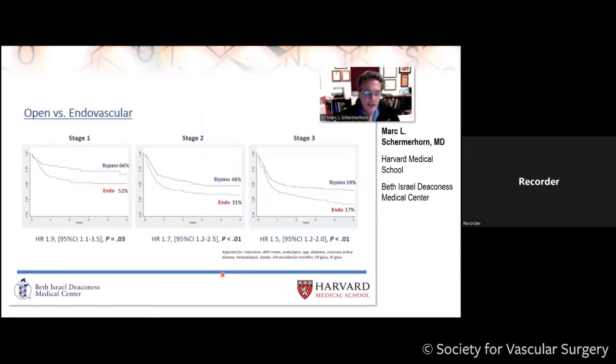When we compared outcomes of open versus endovascular, we saw a statistically significant improvement in RAS for bypass versus endovascular treatment in all 3 stages. And these were all statistically significant with the hazard ratios you see here, and we've adjusted for most of the things that we could that would potentially confound this.